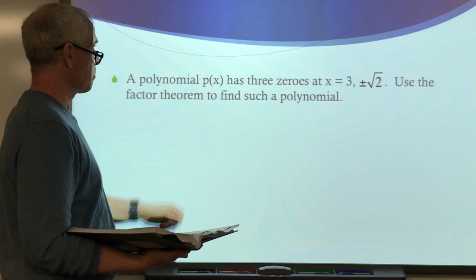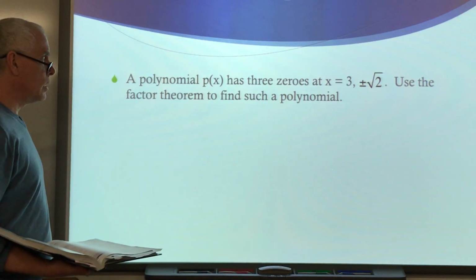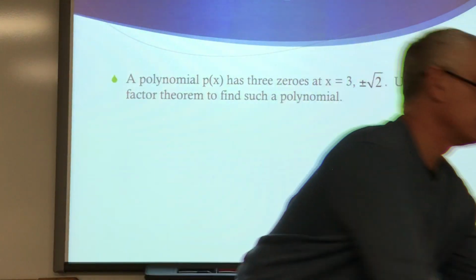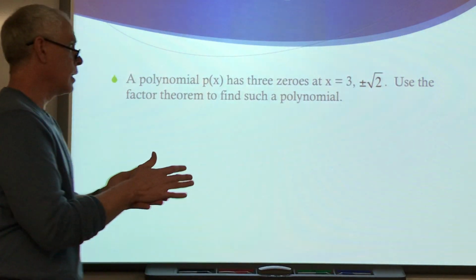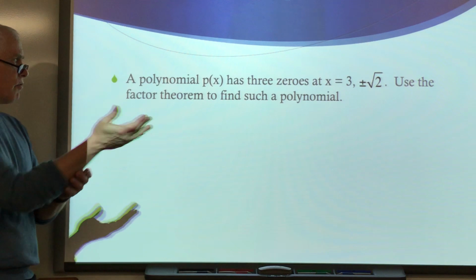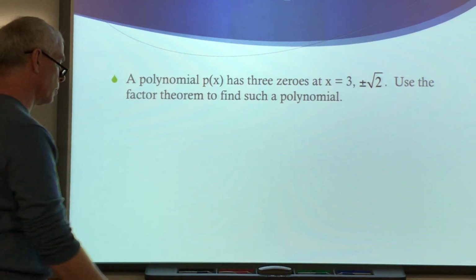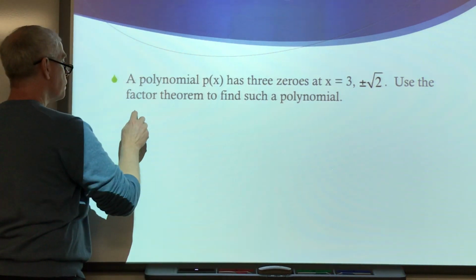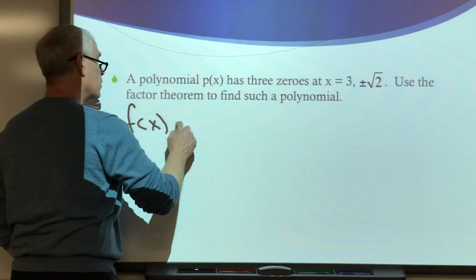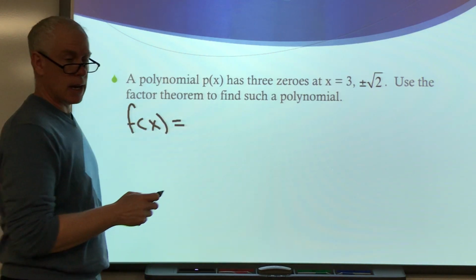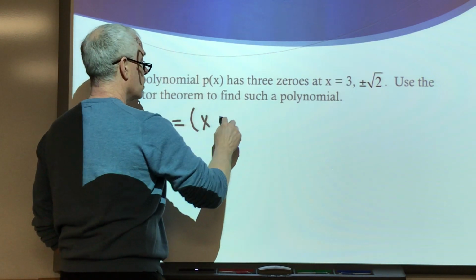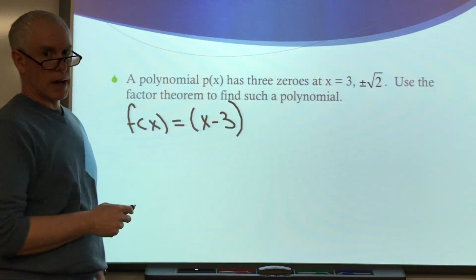Okay? A polynomial p of x has 3 zeros. x equals 3 and x equals plus or minus the square root of 2. Use the factor theorem to find such a polynomial. So the factor theorem says that if 3 is a 0, x minus 3 is a factor.